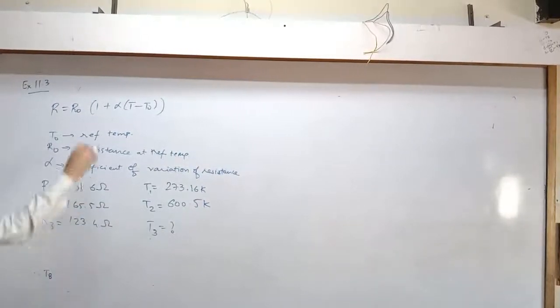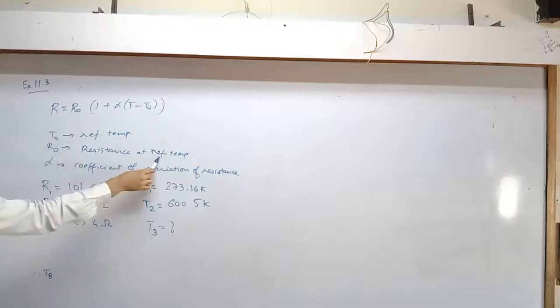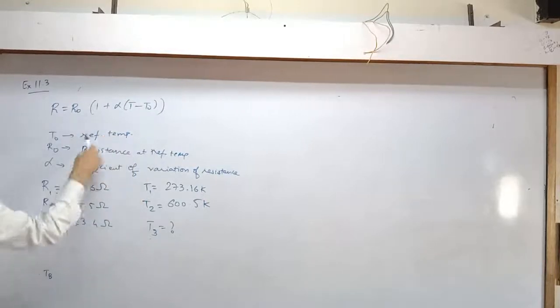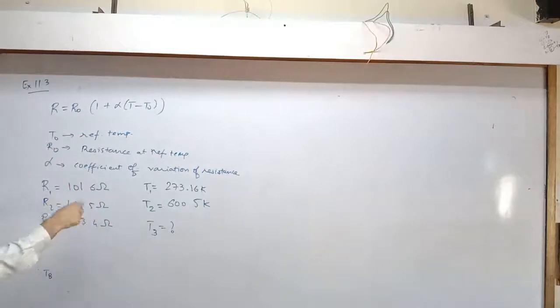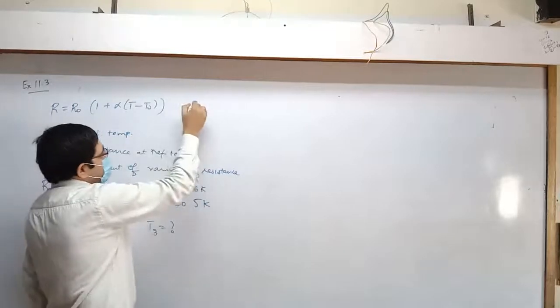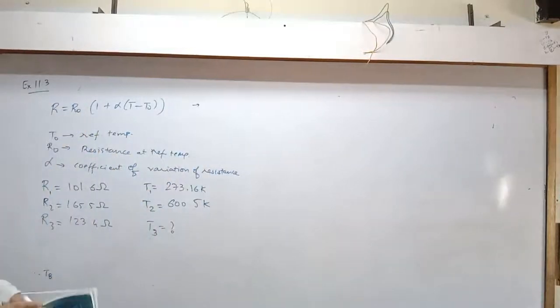Okay. So we are going to use all this data. Alpha is not given first. Look at this: R0 is the resistance at reference temperature, T0 is the reference temperature. Not a single value was given. But we will use all this to find it. Okay. I am going to simplify this a little bit more. You have seen the formula, it's not complicated.